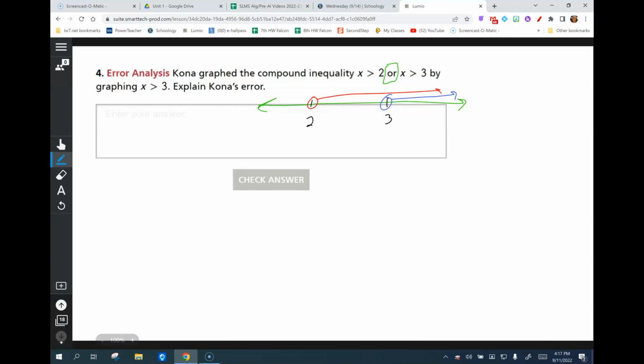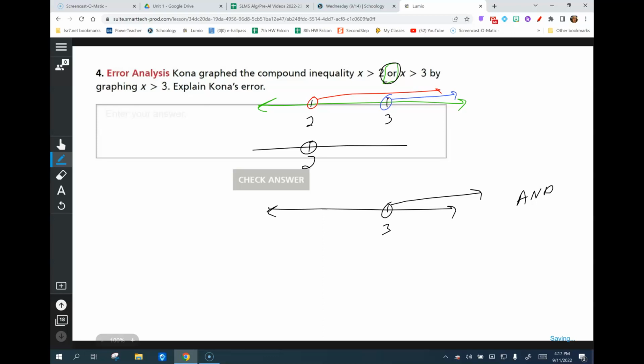And what he did is that he said, oh, okay, well then that means my final graph would be from 3 on up. Well, if it were an and, this would be right. This is an and. But because it is an or, it's going to look like this. It's going to go from 2 on up. So if I take this compound inequality right here, if it is an or, it looks like this. If it is an and, it looks like the second one. Because there is a difference.